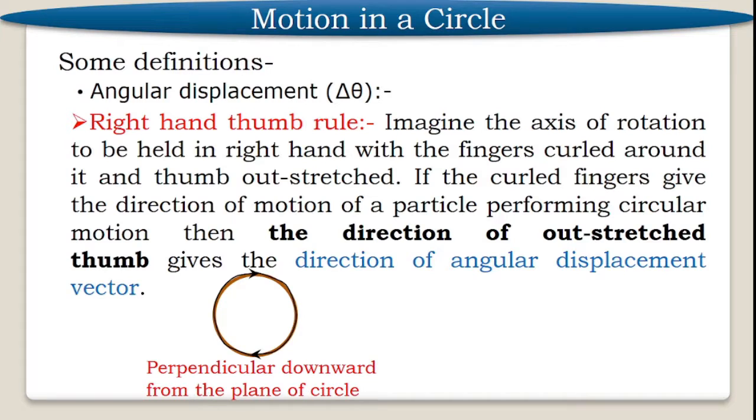देन परपेंडिकुलर डाउनवर्ड्स फ्रॉम द प्लेन ऑफ सर्कल. दैट मीन्स एंगुलर डिस्प्लेसमेंट की जो डायरेक्शन है वो क्या होगी? परपेंडिकुलर डाउनवर्ड्स फ्रॉम द प्लेन ऑफ दिस सर्कल.